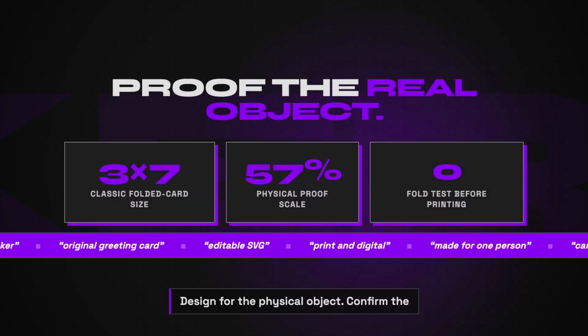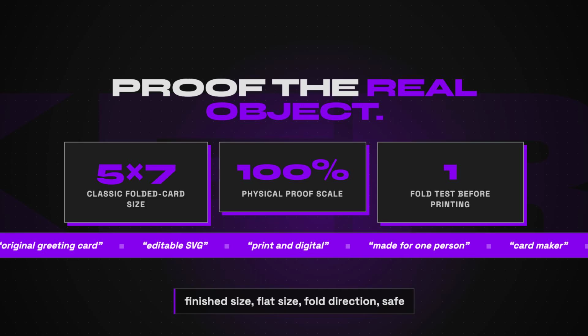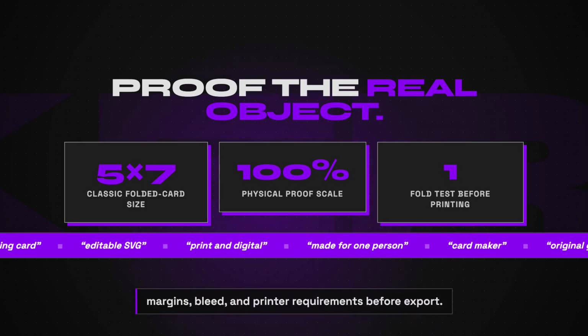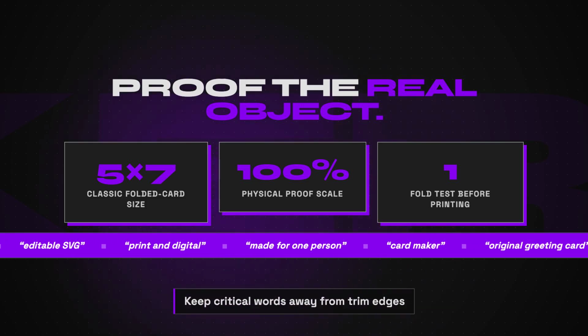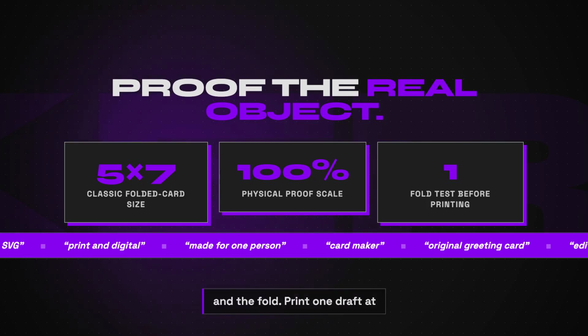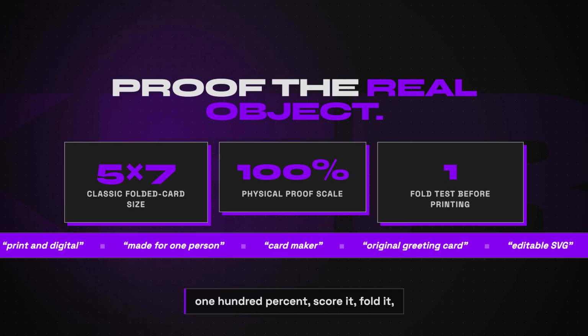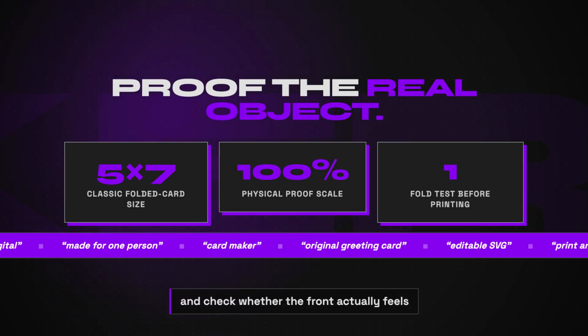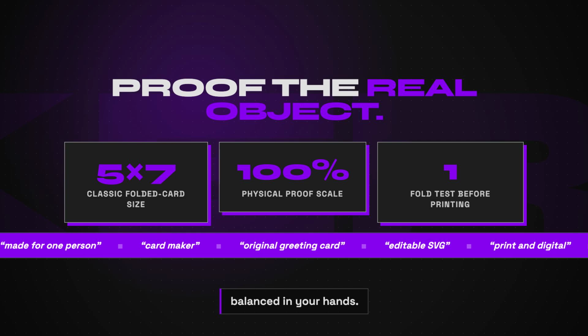Design for the physical object. Confirm the finished size, flat size, fold direction, safe margins, bleed, and printer requirements before export. Keep critical words away from trim edges and the fold. Print one draft at 100%, score it, fold it, and check whether the front actually feels balanced in your hands.